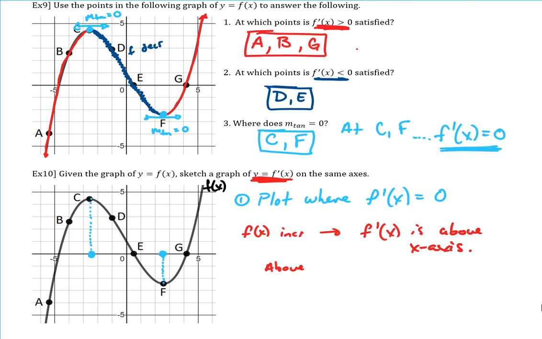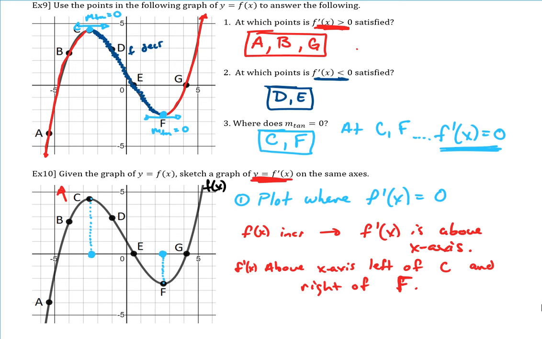Let's put that in words. f prime of x is above the x-axis left of that C value, and not anything where the blue is, but also right of F. That's the capital F, not our function f. So right of F, above the x-axis, left of C, but eventually I need to come to this point.